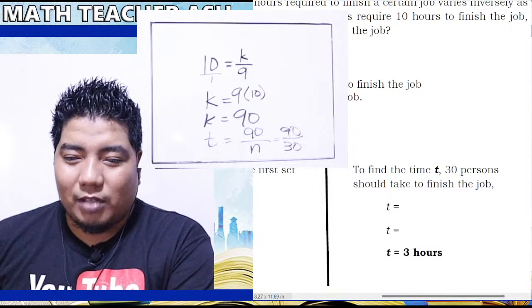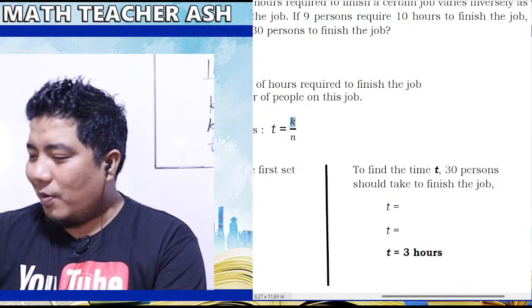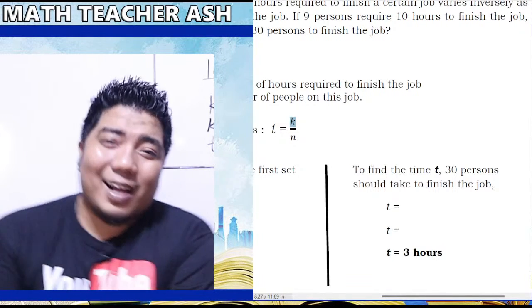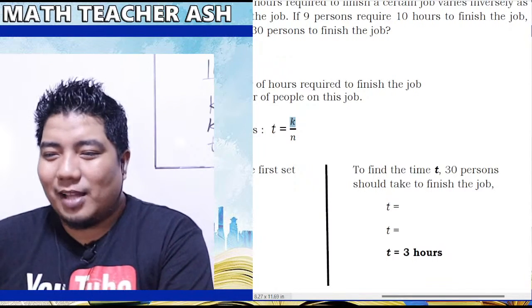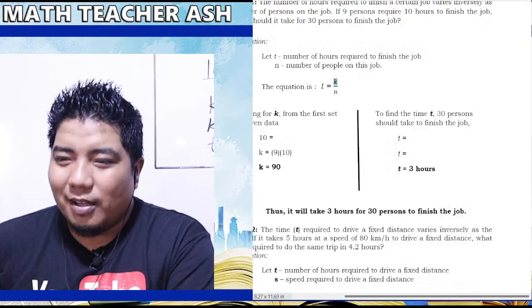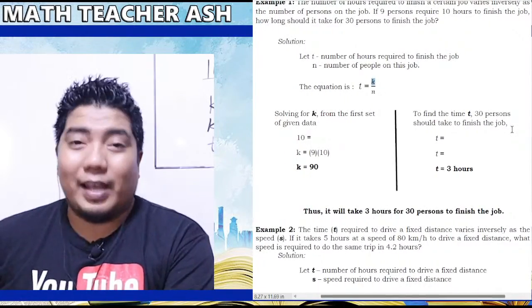Kaya nakikita nyo dito that the answer is 3 hours. Alright, so ganun lang kadali, my dear math learners. I hope you got that one. Madali lang masyado, di ba? Pag inverse at saka direct ang problema.